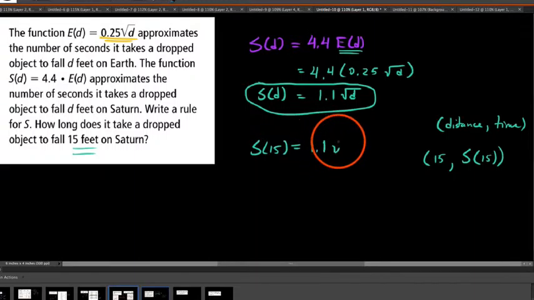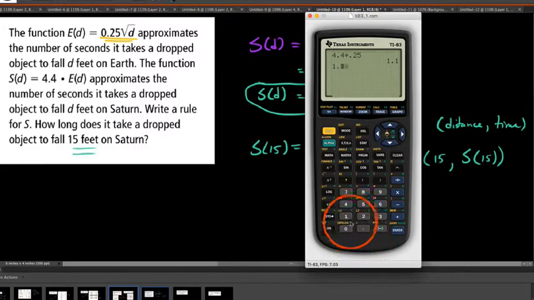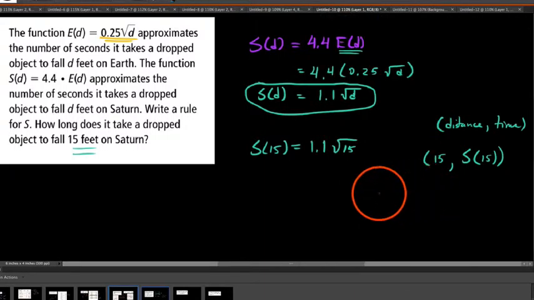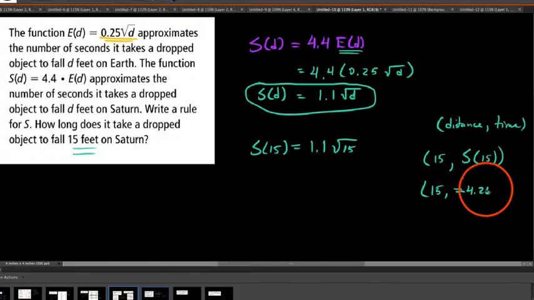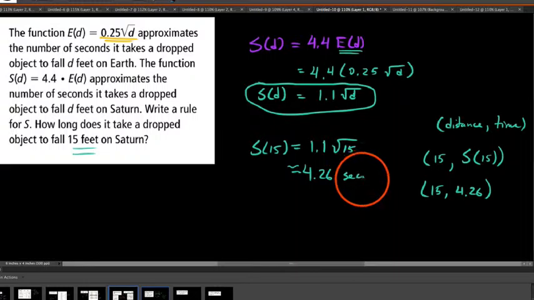We get 1.1 times the square root of 15. And certainly I would just use a calculator here. 1.1 times the square root of, and we'll type in 15 in parentheses. And it would take approximately 4.26, up to 2 decimal places. And this is in seconds. And just to make sure I read the directions here, it says how long does it take? It didn't ask me to round, so we'll say this is approximately okay right here.